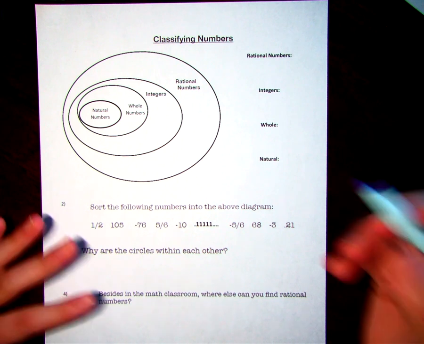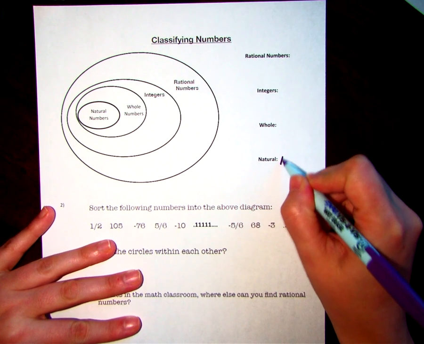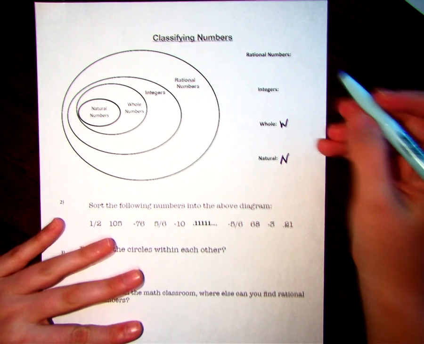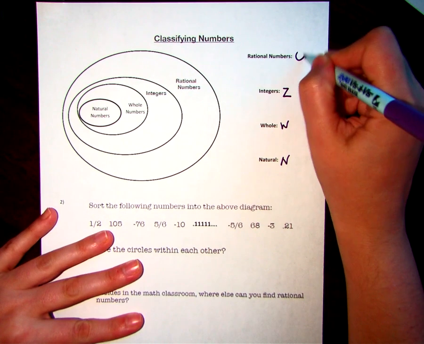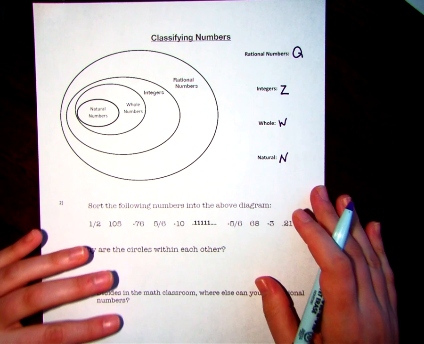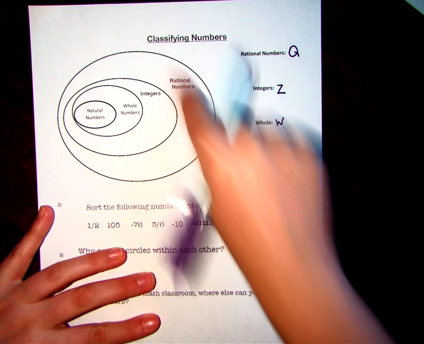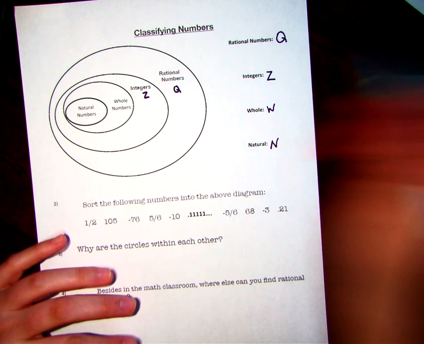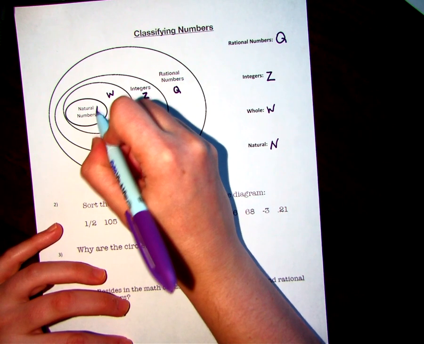of numbers. So natural would just be an N. Whole would be a W. Integers would be written with a Z, and rational would be written with a Q. So instead of writing out the whole word rational numbers, you could classify this set of numbers with a Q. So Q for rational, Z for integers, W for whole, and N for natural.